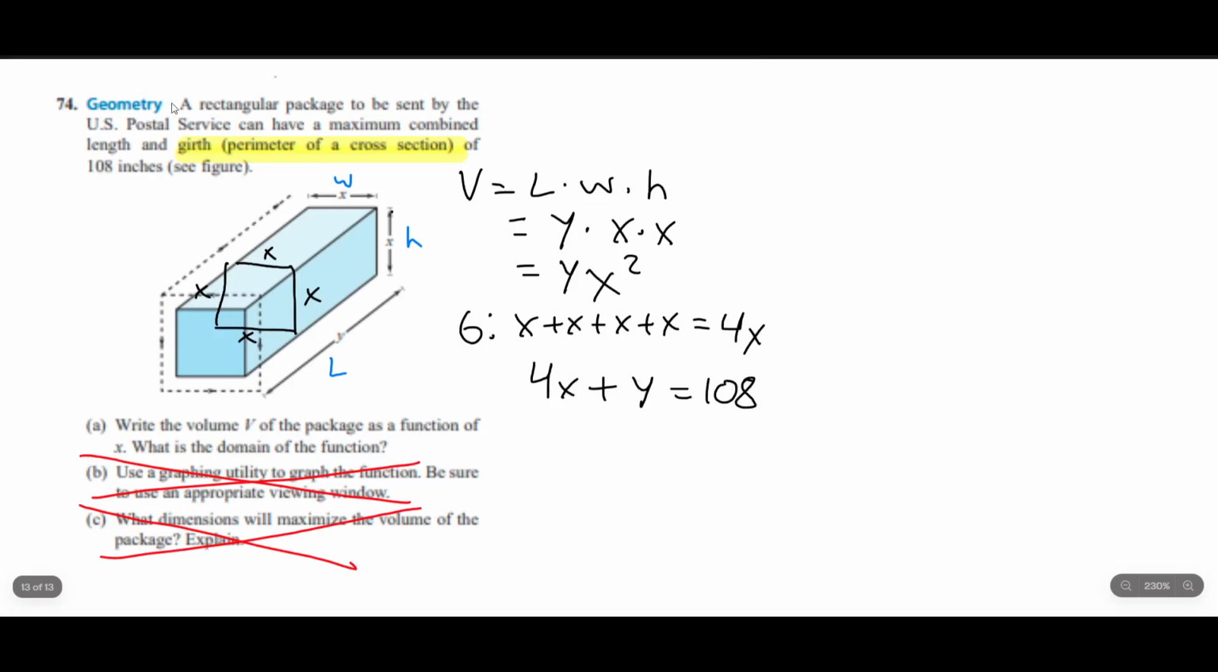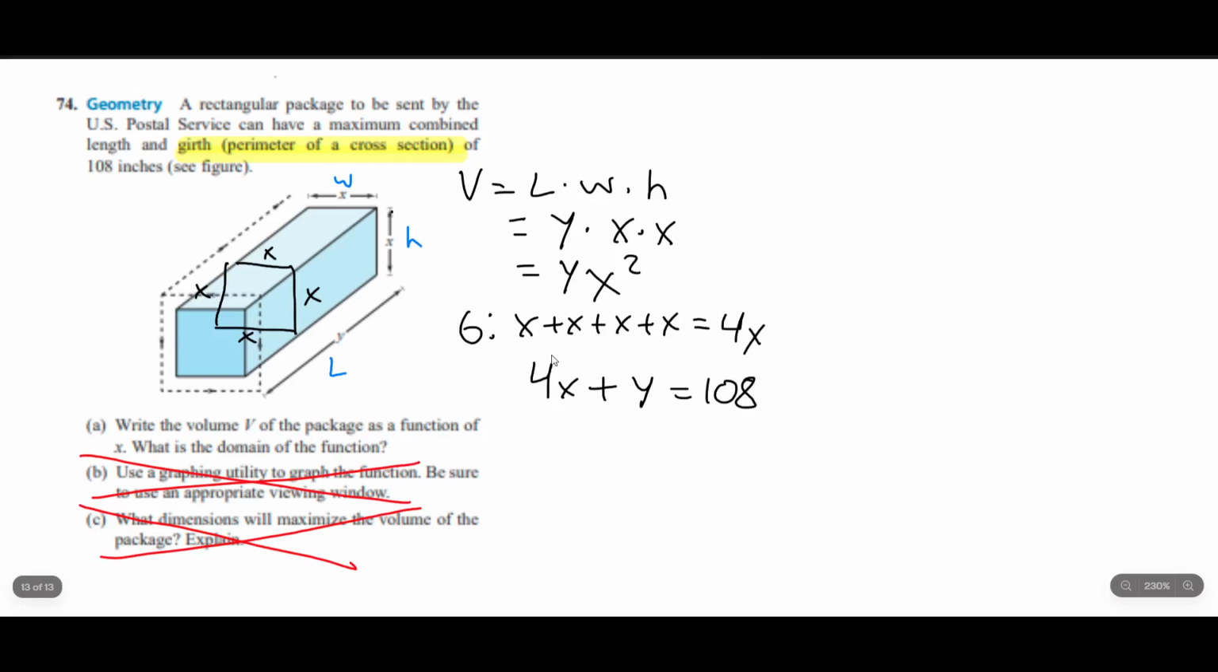Now maybe you're confused: maximum combined length and girth, how would that work? Because it says the maximum combined length and girth is 108 inches. Why does it work when it says maximum, if it just said combined length and girth of 108 inches? Well, and this will help us with the domain a little bit. Actually, we'd have to find the volume function to get the domain. But it's helping us with that anyway.